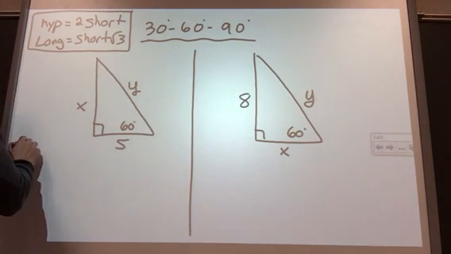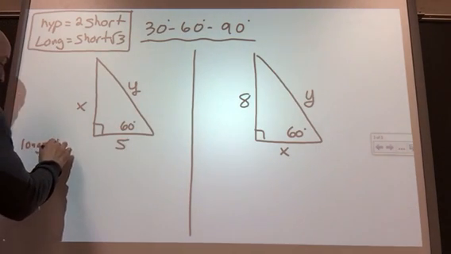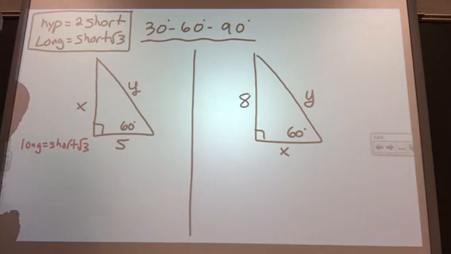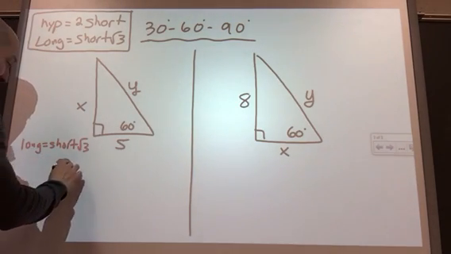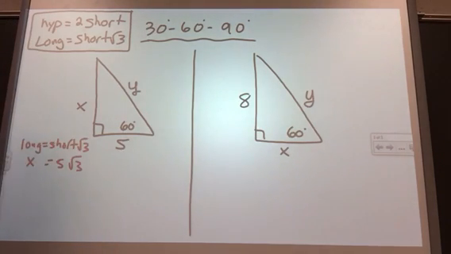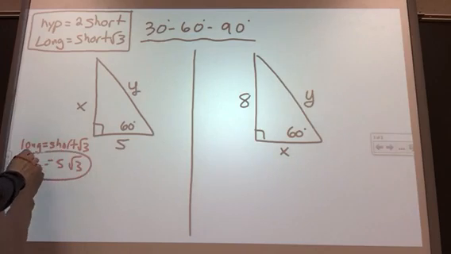I'm going to write my formula down. Long equals short times √3. And then I'm going to fill it in. My short leg is 5. I have the √3, I just bring that down. My long leg is x. So there's my long leg: 5√3.